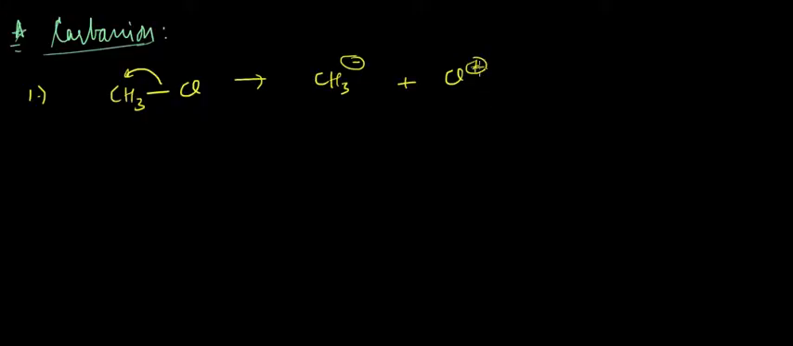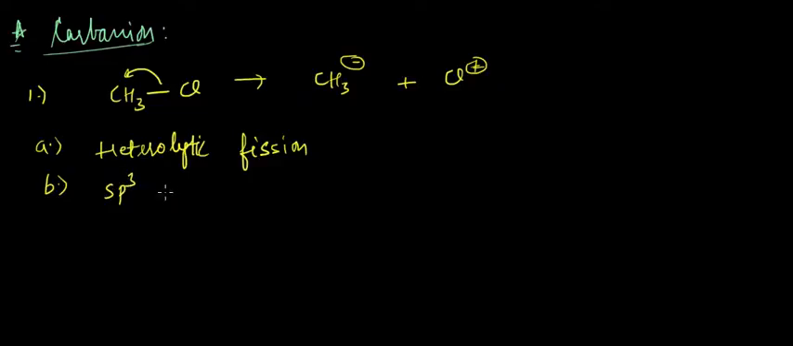Okay, so first of all, this is an example of a heterolytic fission. Second, the CH3 minus is an sp3 hybridized carbon due to the presence of a lone pair on the C atom. So sp3 hybridization on CH3 minus, on the carbon atom in CH3.